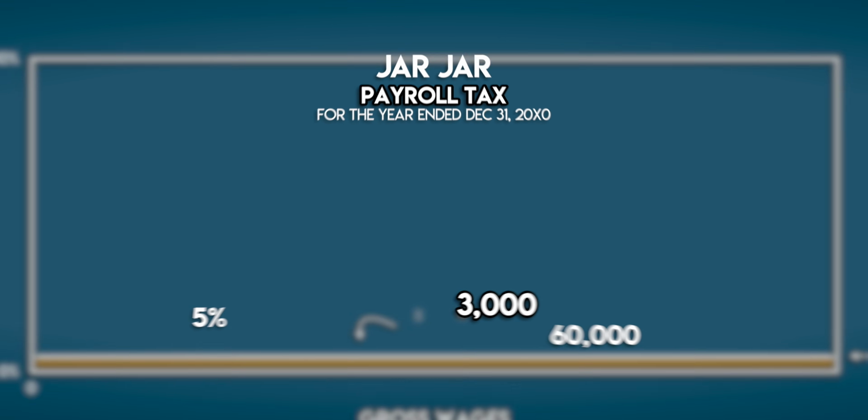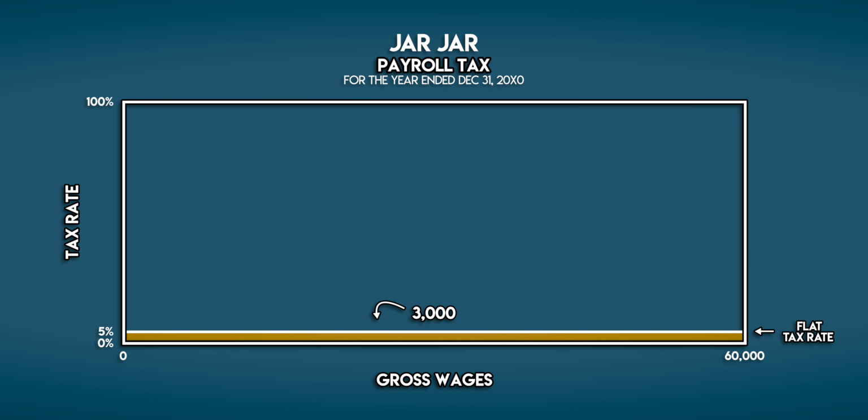If we look at our graph, you might think that payroll tax is a flat tax. As Jar Jar's wages go up, his effective payroll tax rate stays the same. But this one's up for debate. You could argue that payroll tax is actually regressive, since wealthy people tend to earn more income from other sources like investments, which are exempt from payroll tax.